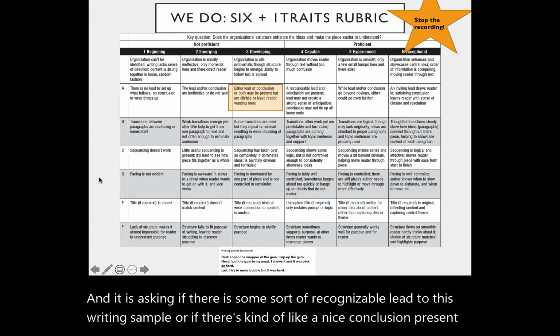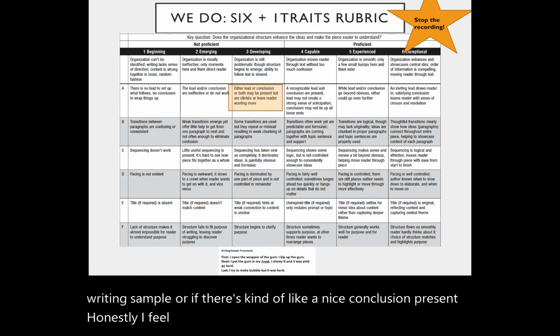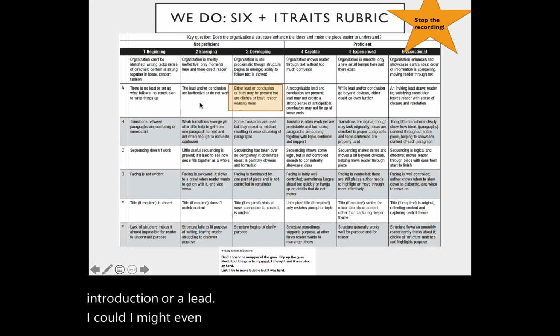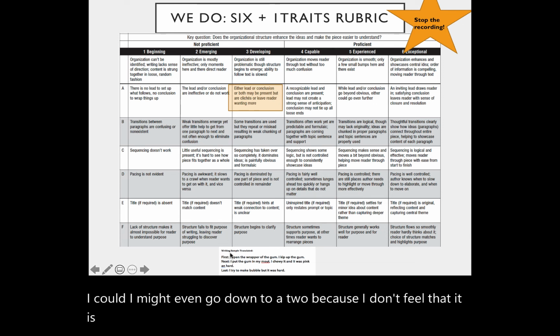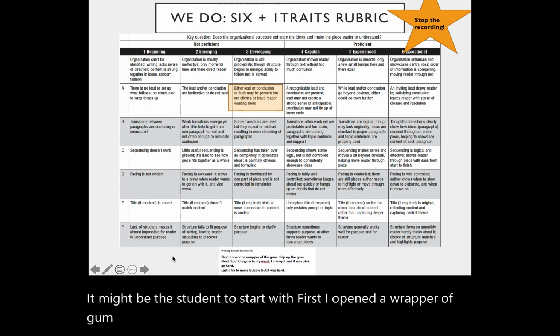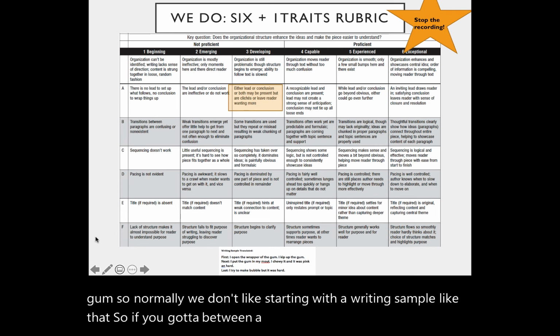Honestly, I feel that the student did start with a generic introduction or a lead. I might even go down to a 2 because I don't feel that it is effective. The student starts with "I opened the wrapper of gum." Normally we don't like starting a writing sample like that. So if you got between a 2 or a 3, you're on the right track.